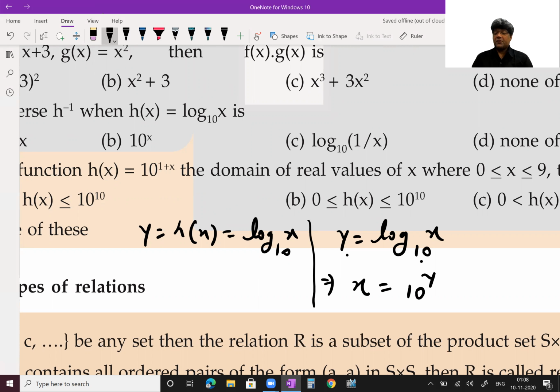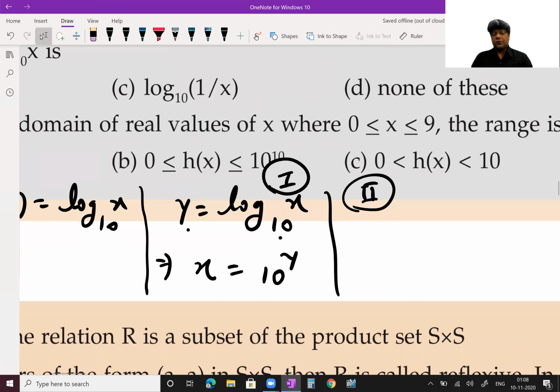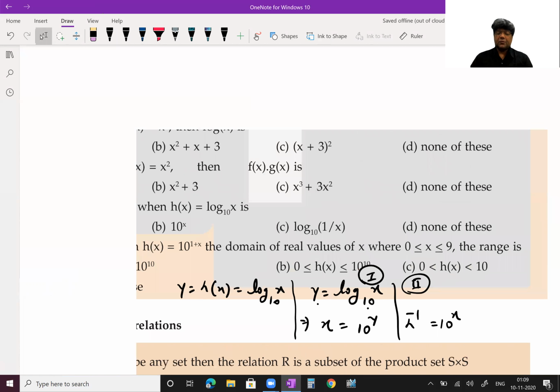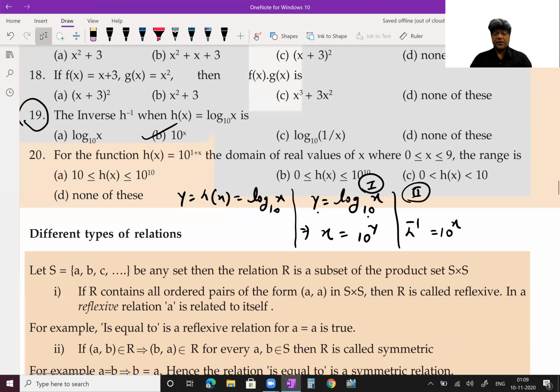And now if you remember the second step, this was the first step. Now the second step. If you go through the rule I have taught to you, clearly I have told you to find the inverse, on the right hand side, replace y by x. So on the right hand side, if you replace y by x, it will be 10 to the power x. And that is your h inverse. That is the inverse function. So you can check which option: 10 to the power x, here, option B. I'm not going to the original definition, guys, because that I have taught to you.